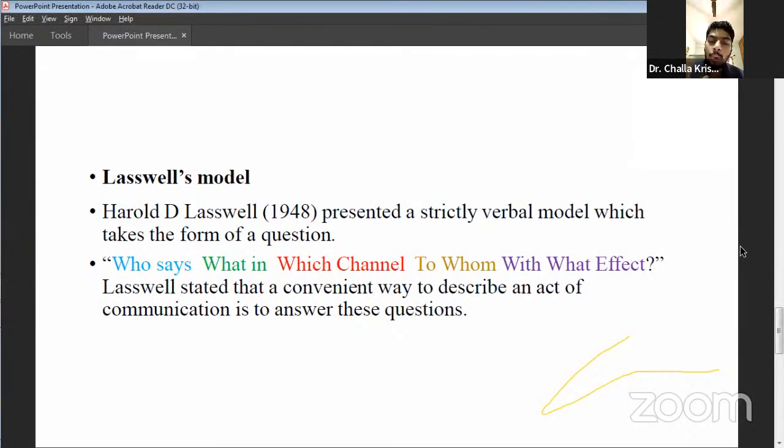Who says? Who is the sender? What? What is the message? Which channel? What is the channel being used? To whom? Who is the receiver? With what effect? What is the impact? And the feedback. So this is Laswell's model of communication.